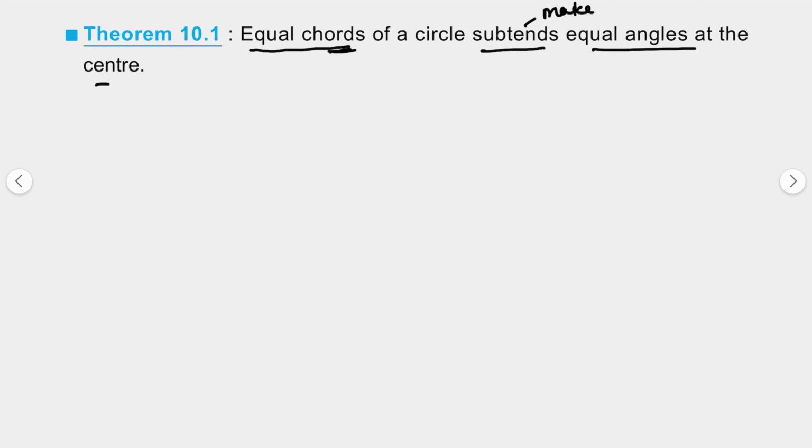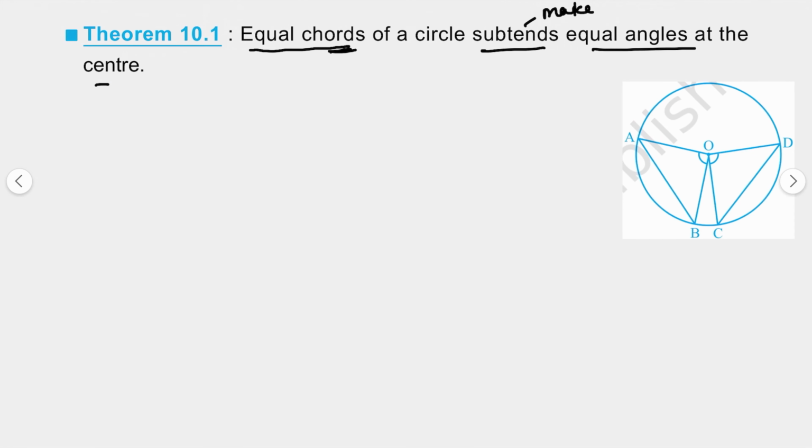Let's understand this with the help of a figure first. In this figure we have a circle with center O, and AB and CD are two equal chords in the circle. We have to prove that the angles made by these chords, that is angle AOB and angle COD, are of equal measure. So let's start this proof. First we'll write the given.